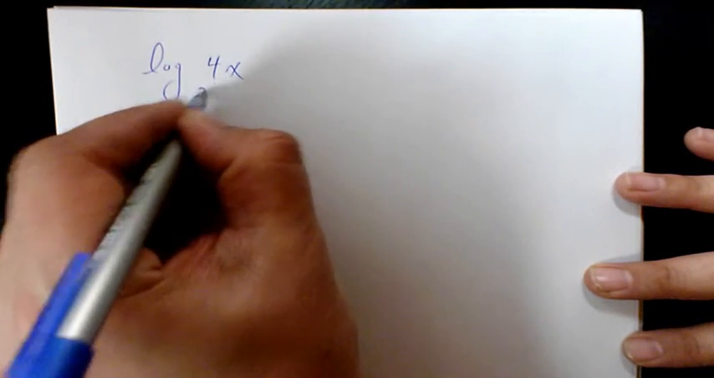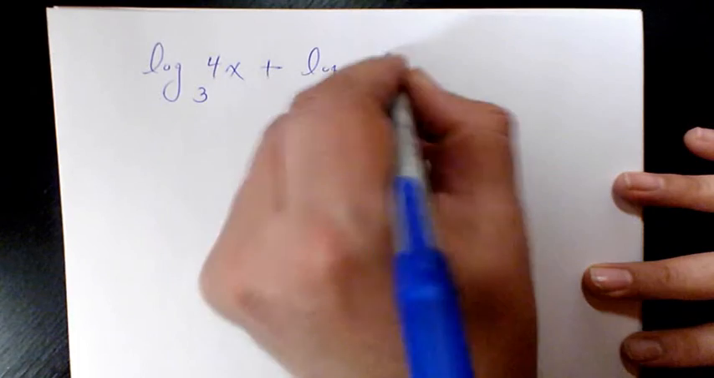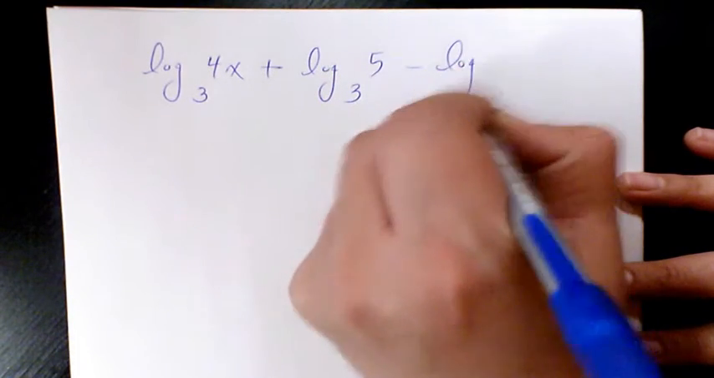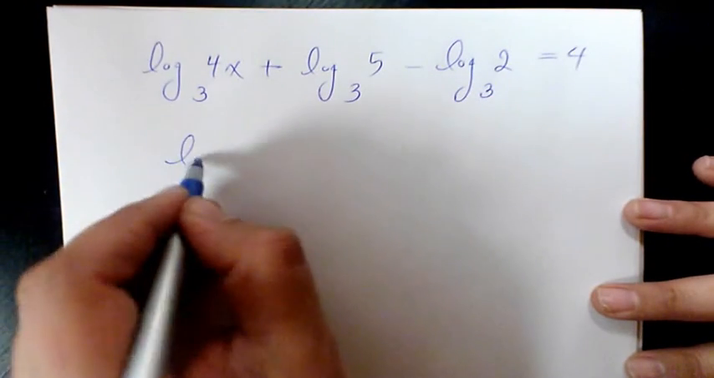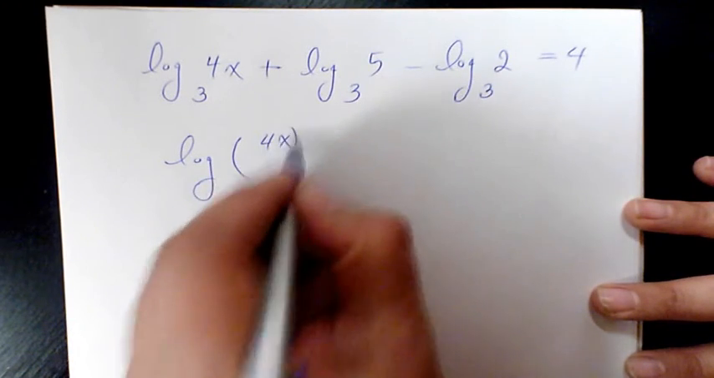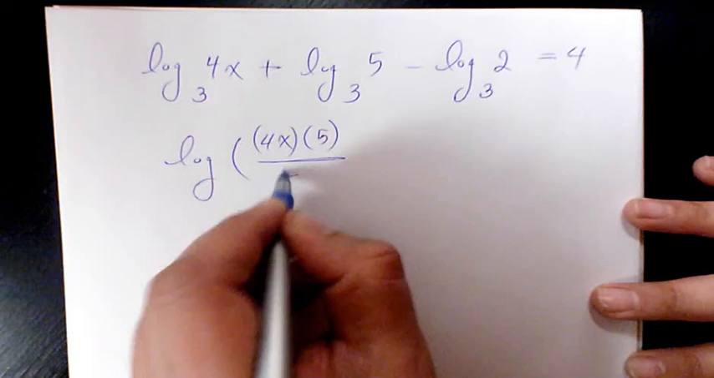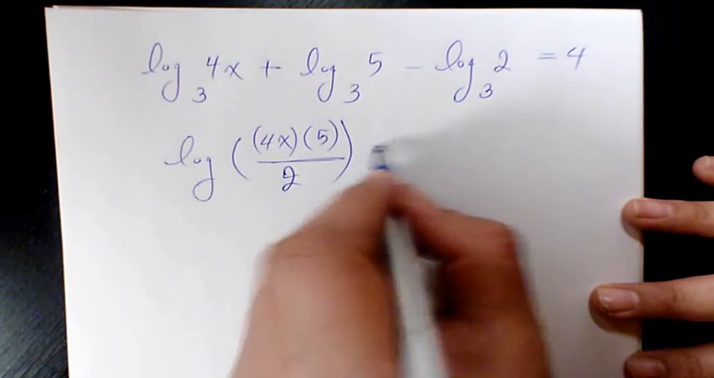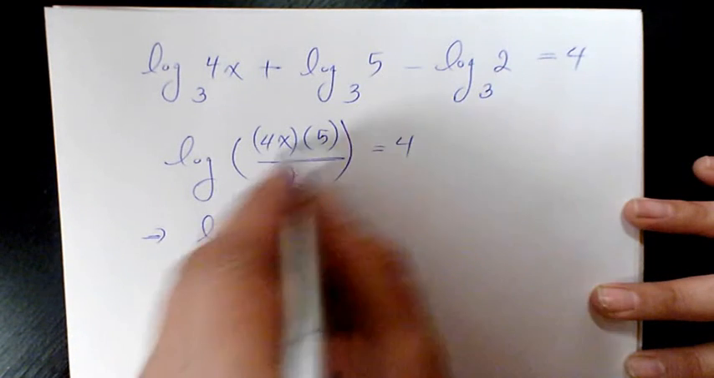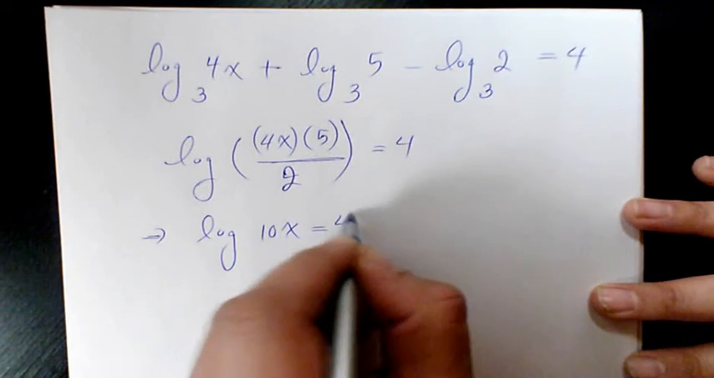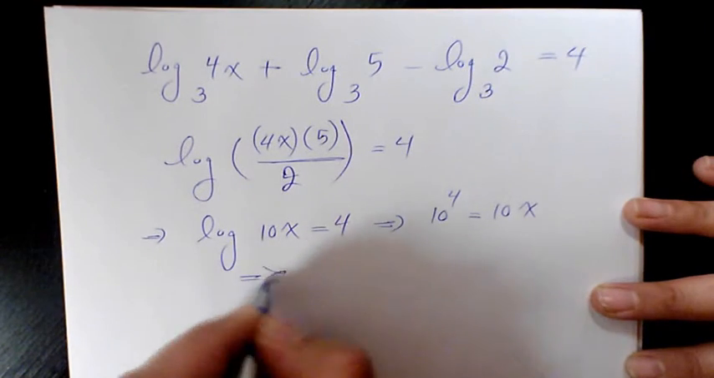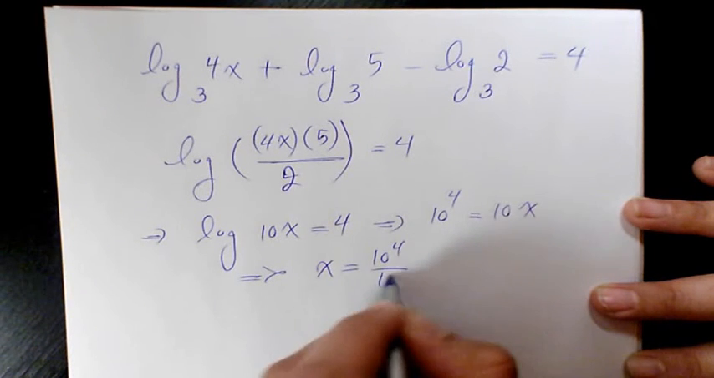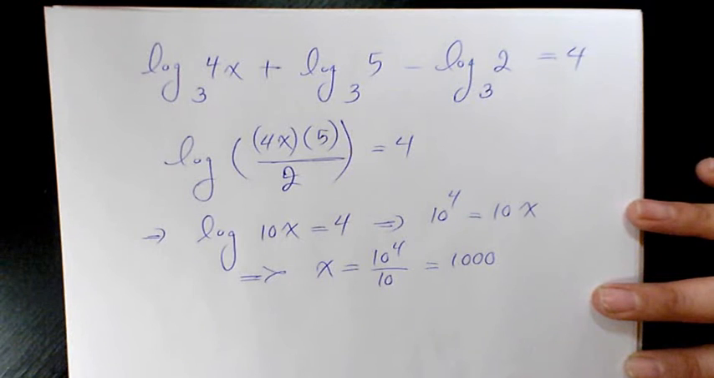Next one. Log 4x base 3 plus log 5 base 3 subtract log 2 base 3 equals 4. So that's the combination of product and quotient law. So we have log 20x divided by 2, which is 10x base 3, equals 4. So 3 to the power 4 equals 10x. Therefore, x will be 3 to the power 4 divided by 10, and that's going to be equal to 1000.